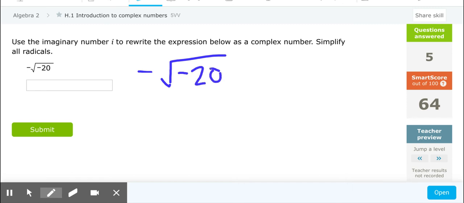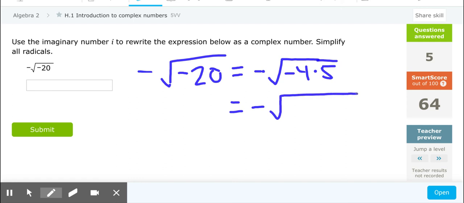All right, so we could write this. Remember, we're trying to factor out something from the 20. We could write this as negative square root of negative 4 times 5. Remember, negative 4 is a perfect square because the square root of 4 is 2. So if we take this out, we can have negative square root of, well, let's rewrite this as negative 1 times 4, which is negative 4, times 5.